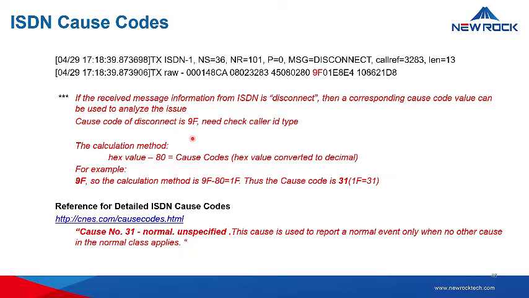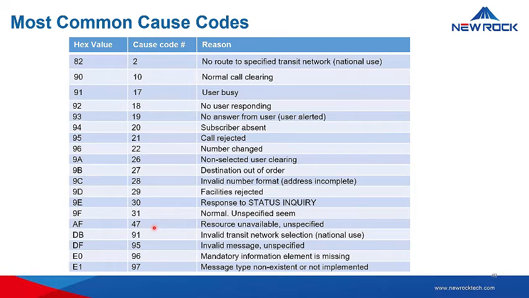Okay, so here we have several ISDN codes. Say for example, we have the disconnect message codes here. We need to know what the reason is, right? That's some of the issues that we encounter with regards to disconnect codes. So here is 9F. We receive this code and we can check the cause. Usually we do 9F minus 80, that is 1F. So we have a standard for that, and it shows like this.